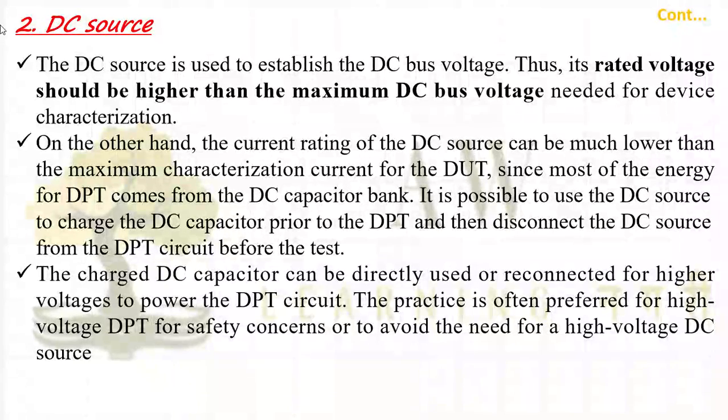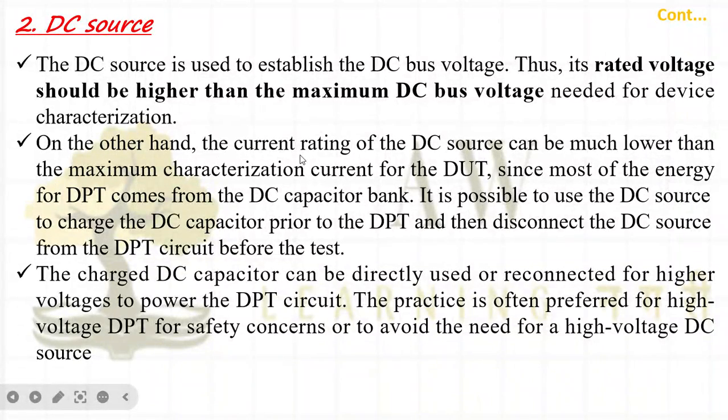So now what is written down here? The DC source is used to establish the DC bus voltage. What is the bus voltage? The capacitance bus voltage. Thus, its rated voltage should be higher than the maximum DC bus voltage needed for the device characterization. So whatever the device maximum rating, we should take that or a bit higher than this, so that we can maintain this maximum DC bus voltage needed for the device.